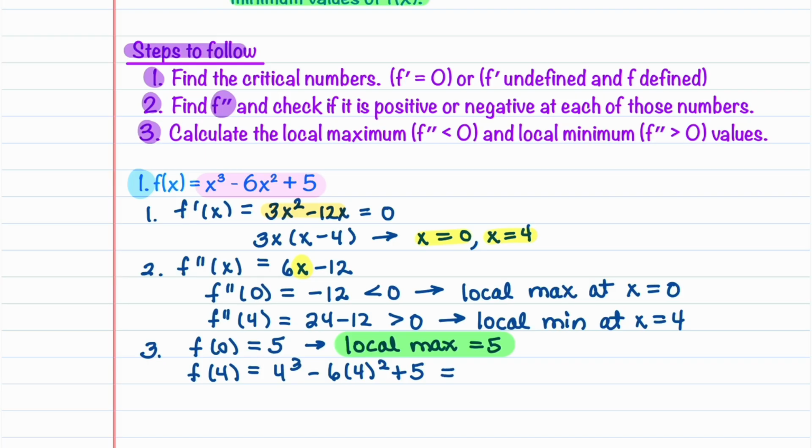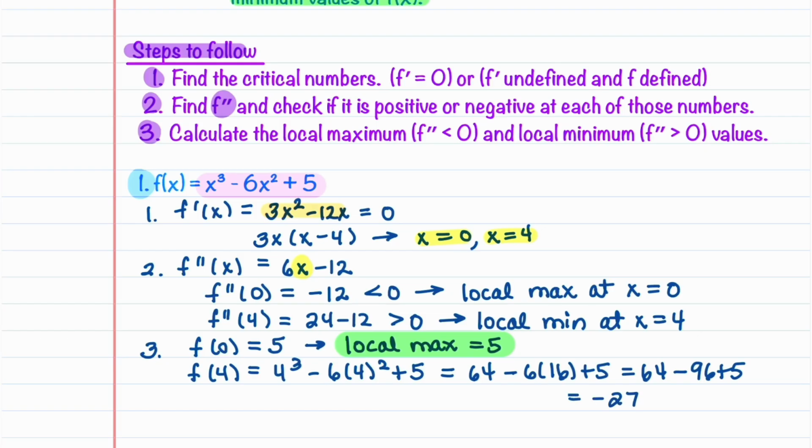Let's see. 4 cubed is 64 minus 6 times 16 plus 5. So let's see, 64 minus 96 plus 5, that is actually minus 27. So that tells us we have a local min equal to minus 27, and that occurs where x is equal to 4.